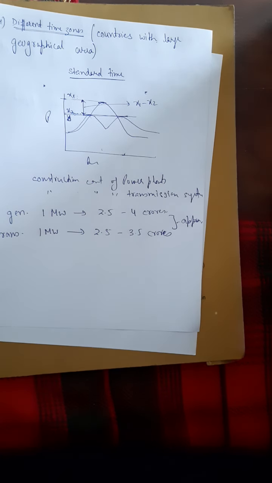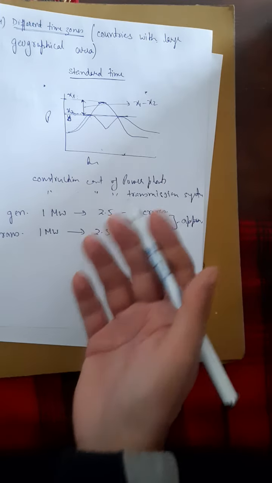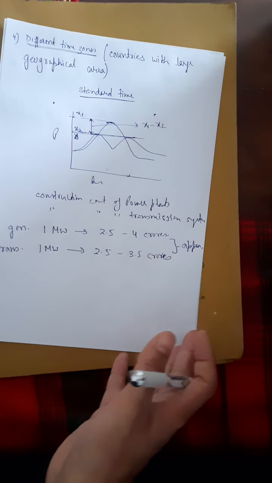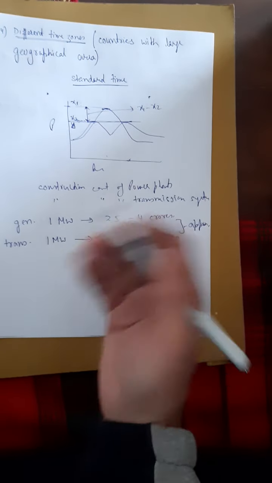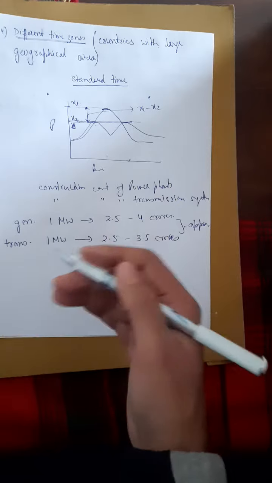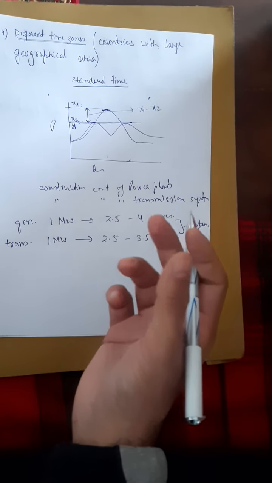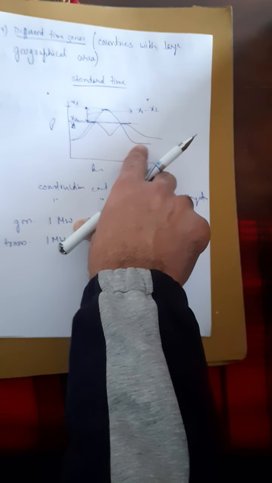Are you getting it? So by using different time zones, we can save hundreds of crores, maybe thousands of crores of money. Okay, so this was the fourth point, that is different time zones, because in each time zone the maximum demand will occur at a different time. So this will reduce the peak demand compared to when a single time zone was used.